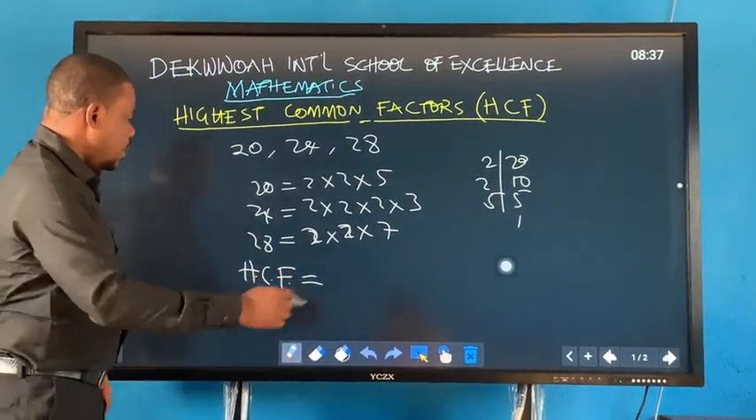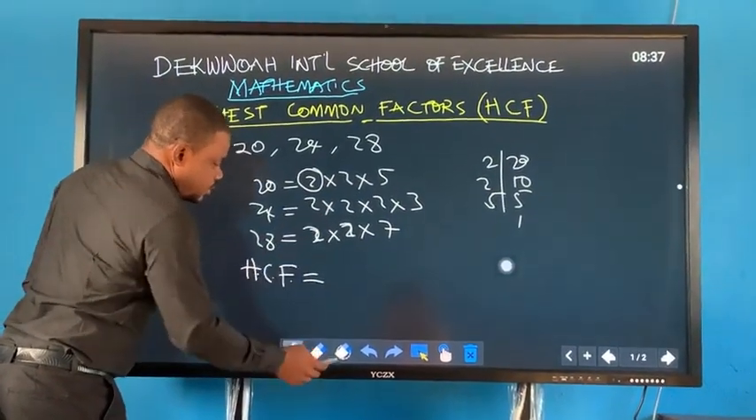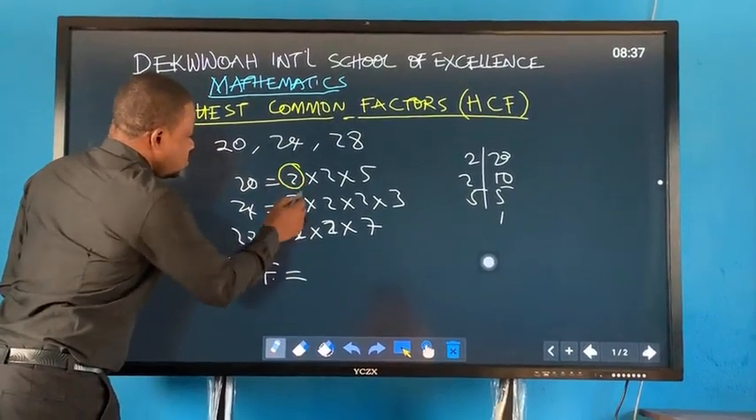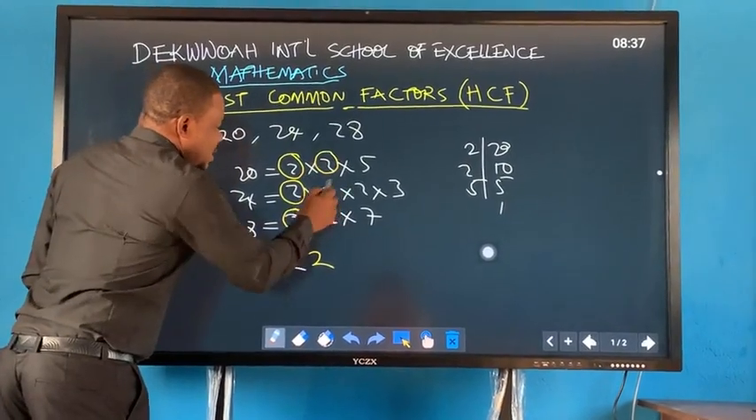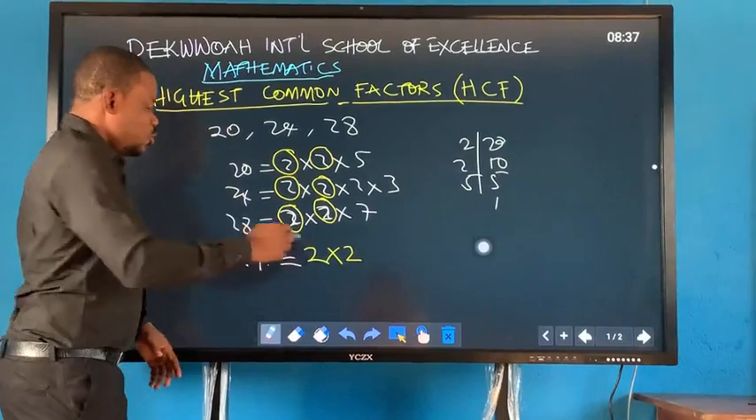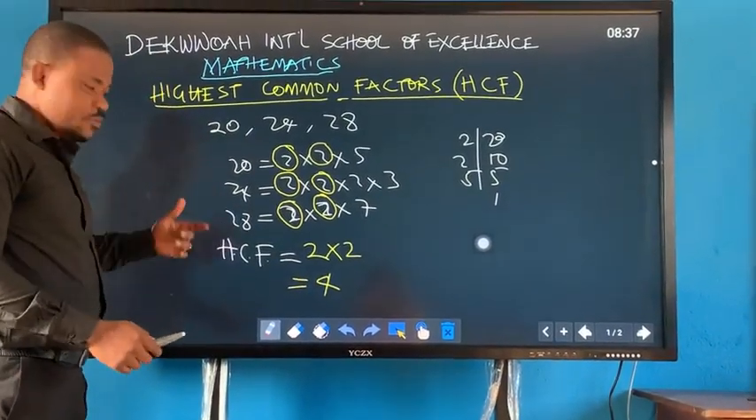Is that right? So I can now take this 2, this 2, this 2, and this 2. I'll take this. There's 2 again. I'll take that. There's nothing that is common. So 2 times 2 is going to give me 4. The same as what we have in the other method.